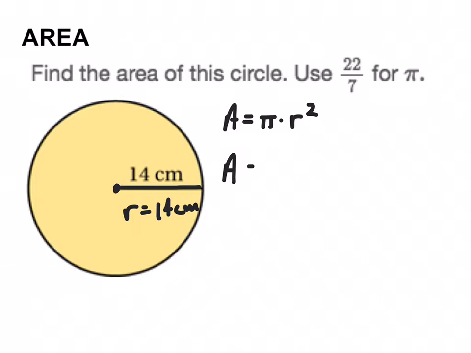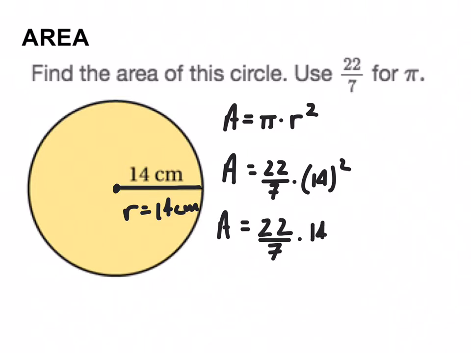So I'm going to do 22/7 times 14 squared. Now, if I'm doing 14 squared, I'm really just doing 14 times 14. So 22 over 7 times 14 over 1 times 14 over 1. So we can do it that way.